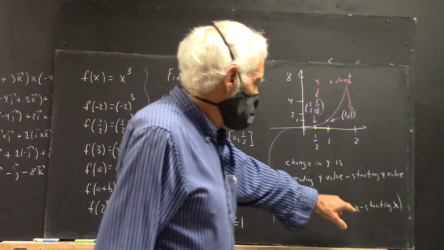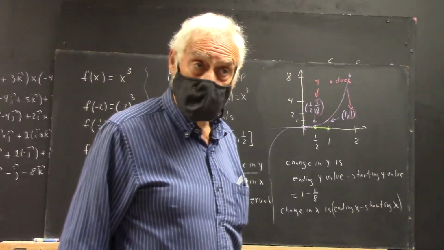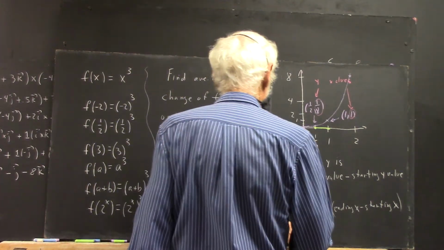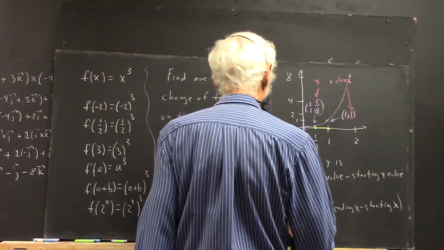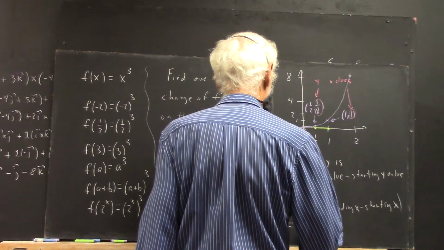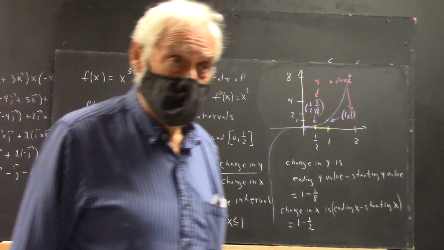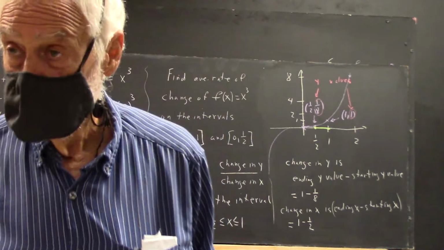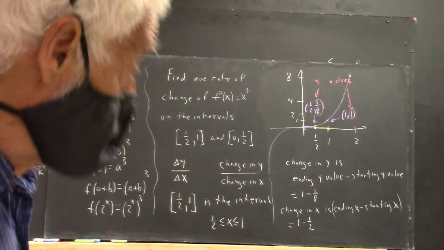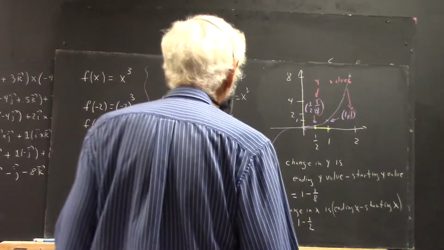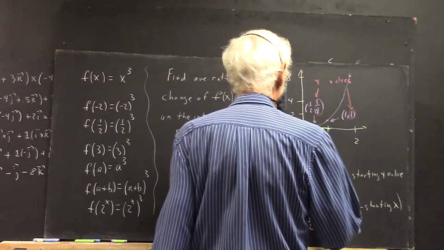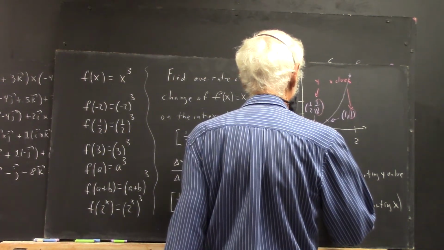Similarly, the change in x is the ending value of x minus the starting value of x. And that's 1 minus 1/2. Okay? Now we can write those values. 1 minus 1/8 is 7/8.